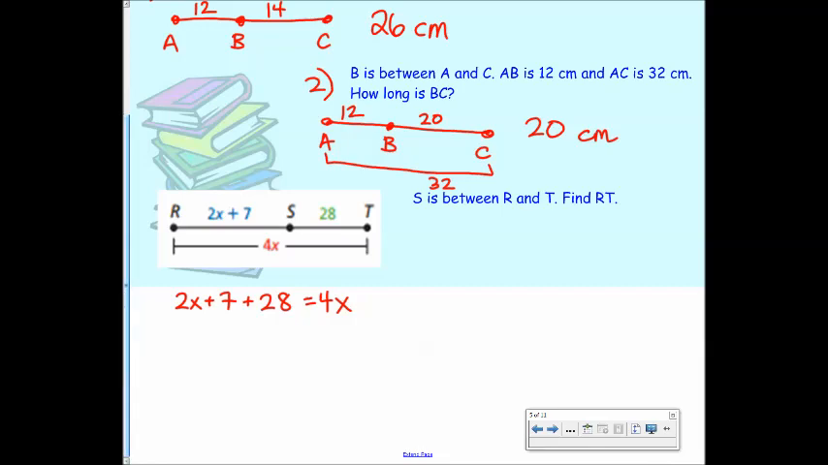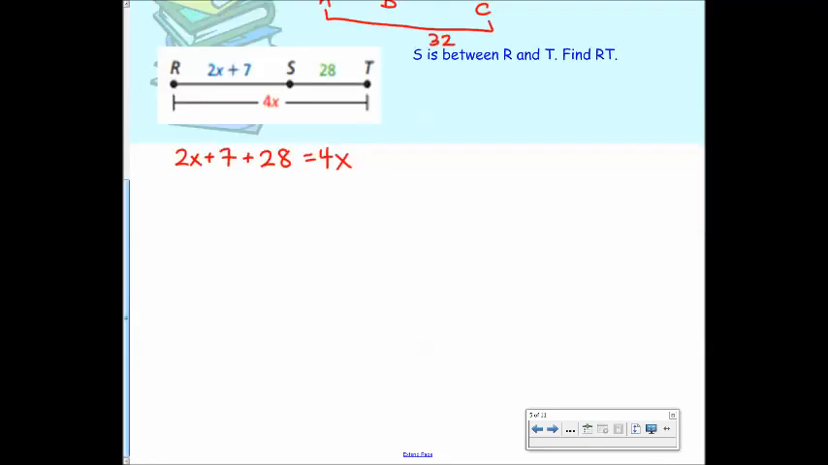So what do we do in this equation? Combine our like terms. What are our like terms? 7 and 28, which would be what? 35, good. 2x plus 35 equals 4x. Now what do I have to do? I have to collect my x's, right? I have to get all my x's on one side.